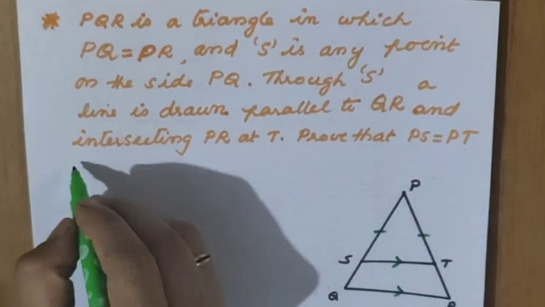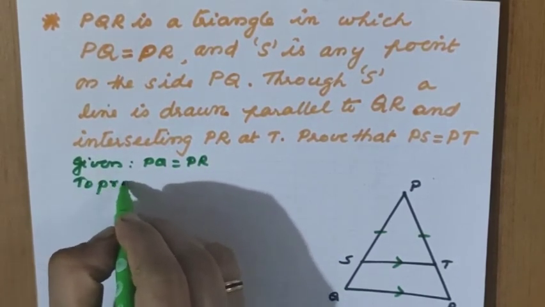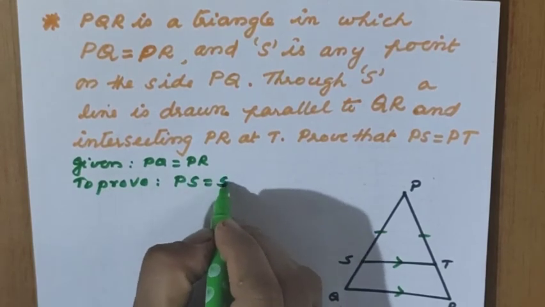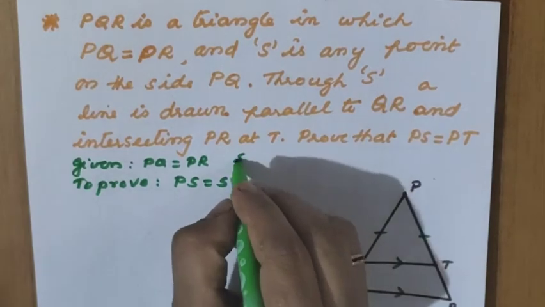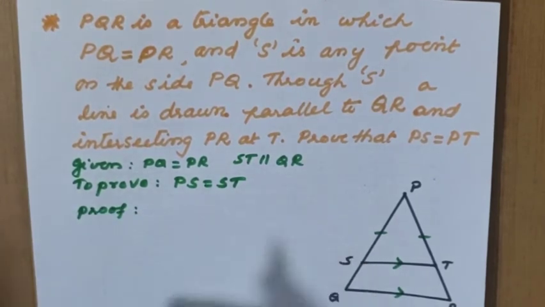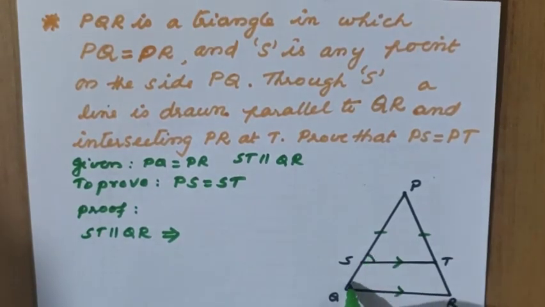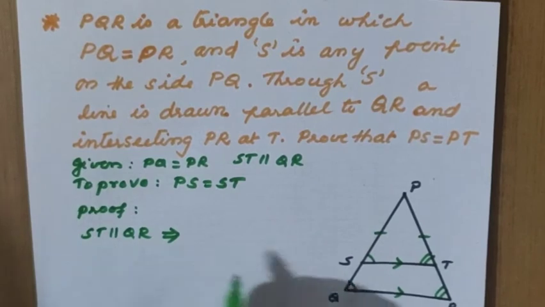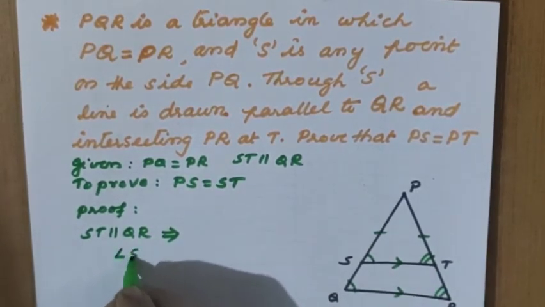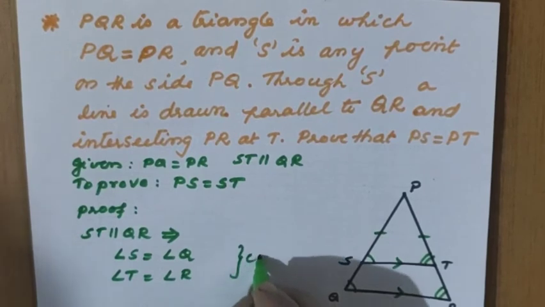So, here what we have to do means, given PQ equal to PR. To prove PS equal to PT, now already given that ST parallel to QR. Okay, now proof. If ST parallel to QR, what we can write? Corresponding angles are equal. See, angle S equal to angle Q and also angle T is equal to angle R, right? So, ST parallel to QR. So, what we can write means angle S equal to angle Q. Similarly, angle T is equal to angle R. Both, what is the reason? Corresponding angles.